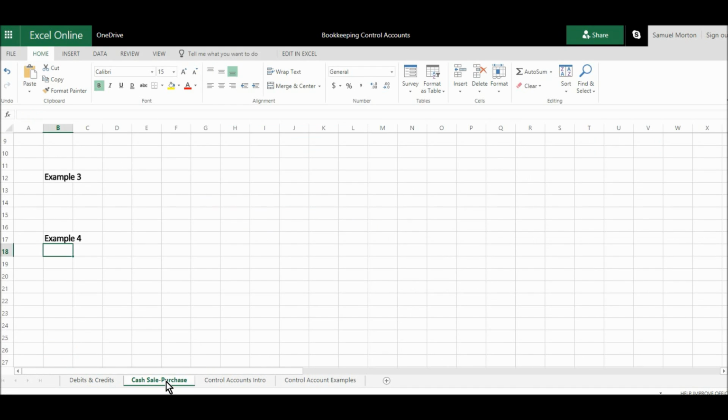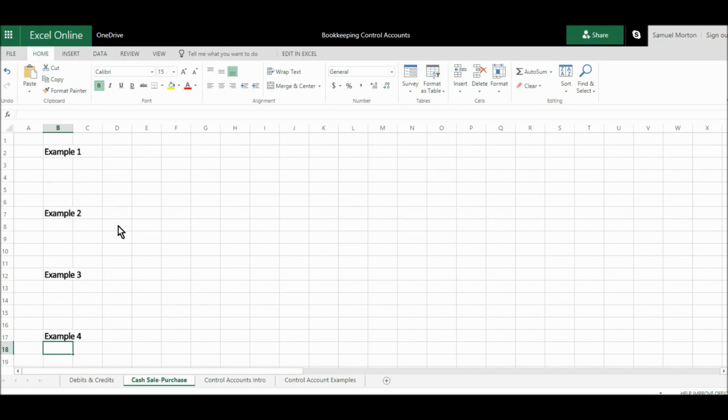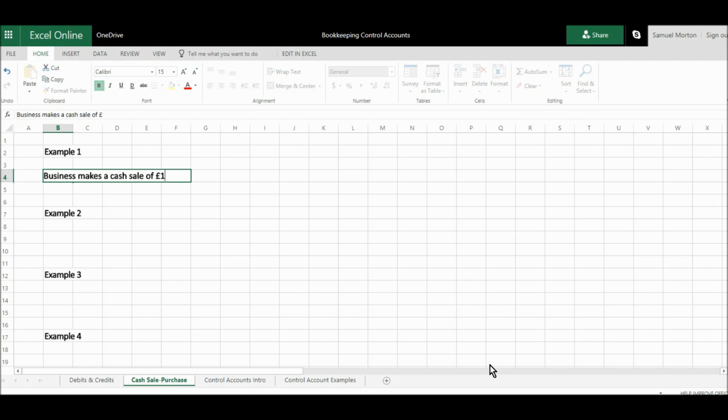So going over to my next tab, cash sale and cash purchases. So just another refresher for debits and credits, and also as an introduction into control accounts, because this will help you to understand control accounts better and help you to understand why control accounts are needed. So in example one, let's say a business makes a cash sale of £100.